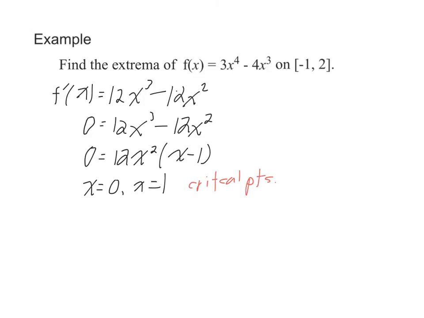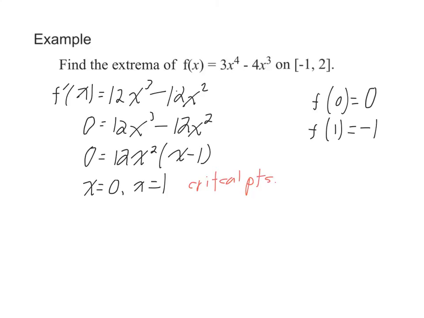Next thing I need to do is actually evaluate their y-coordinate. Find out how high or low they are. So I'll start with f of 0. I'm substituting these numbers back into the original function, just looking for a y-coordinate. That one would be 0. When I substitute 1 in there, I get -1.